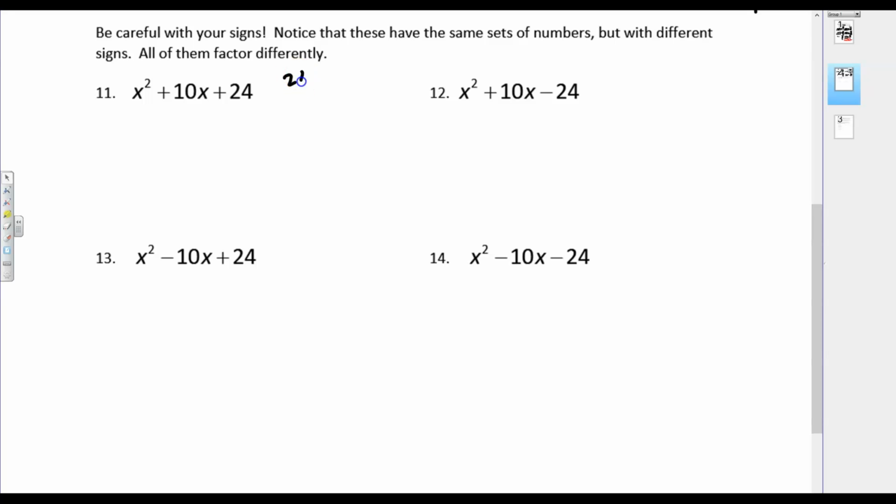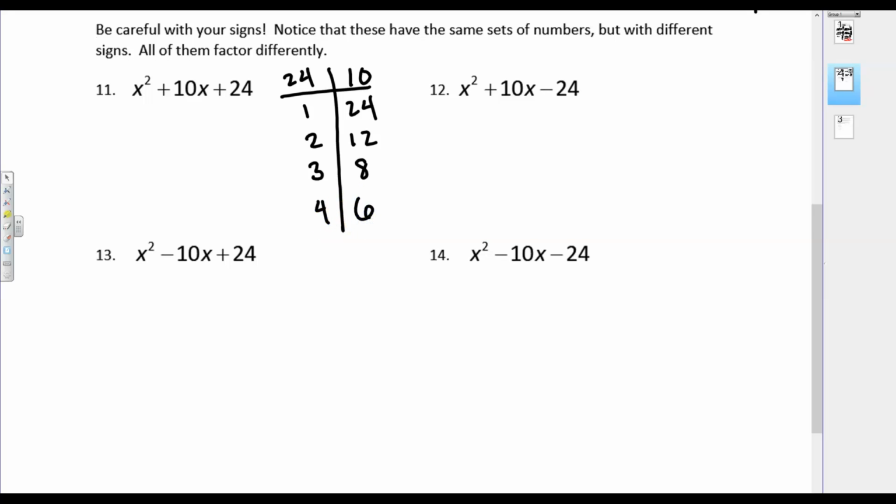I'm multiplying to 24 and I'm adding to 10, both of them positive. So we've got 1 and 24, 2 and 12, 3 and 8, and 4 and 6. In order for these to multiply to 24 and add to positive 10, I like plain old 4, 6. And so this becomes x plus 4 times x plus 6. Again, my a value is 1, so I can go straight to the answer.